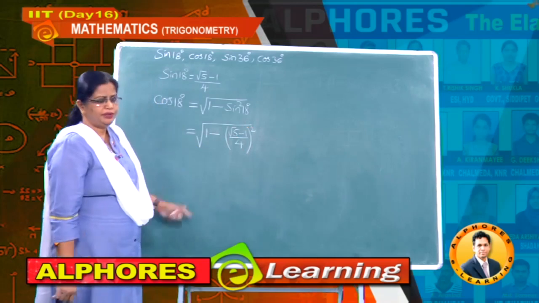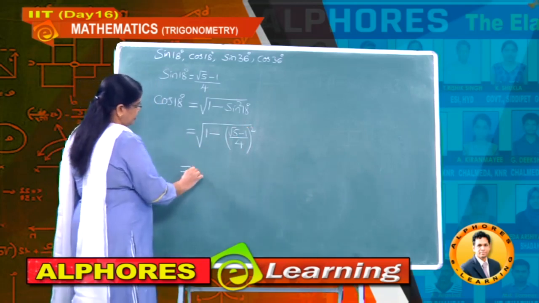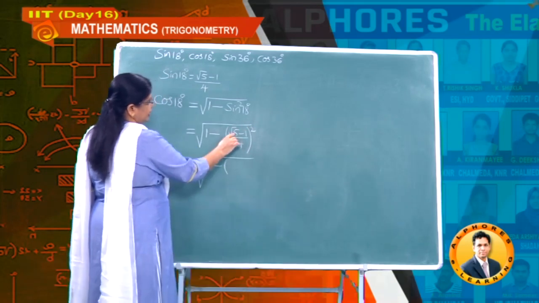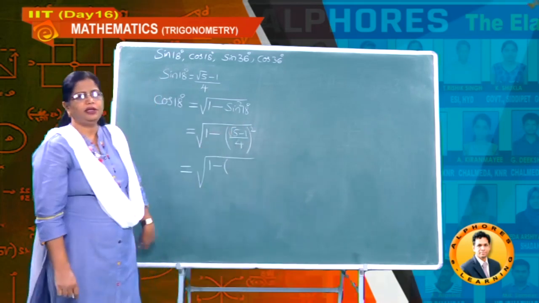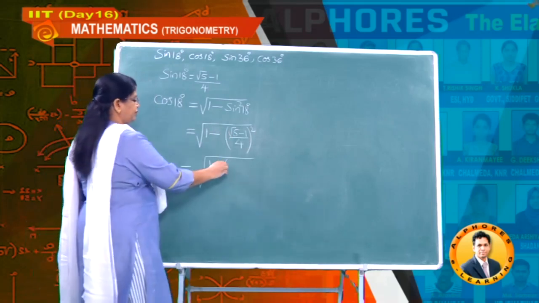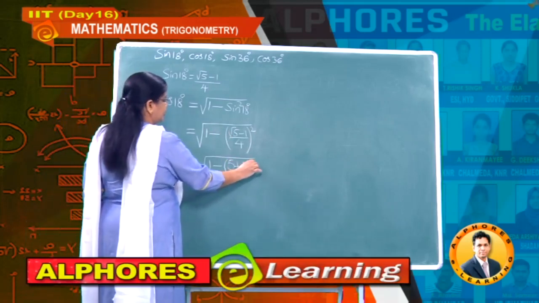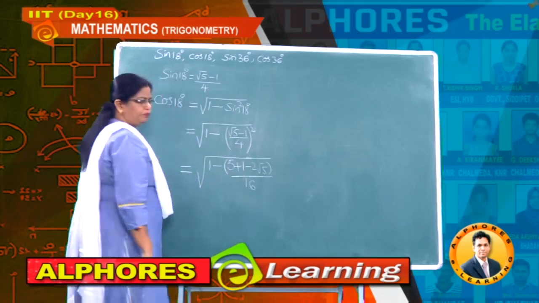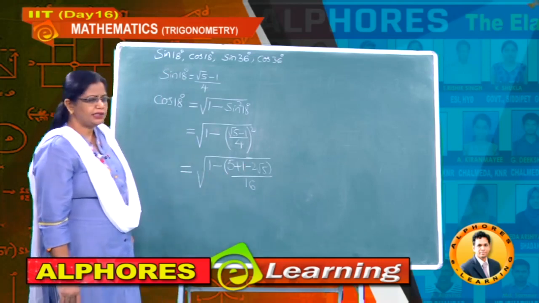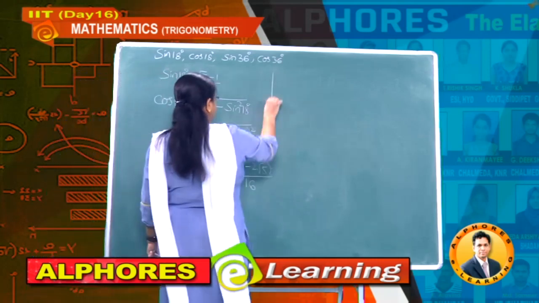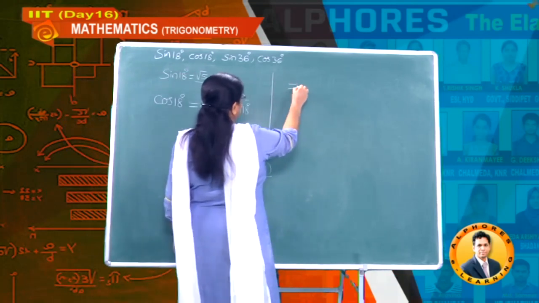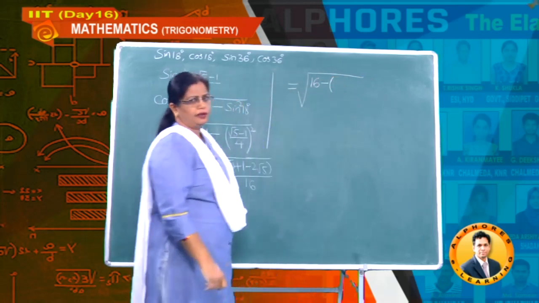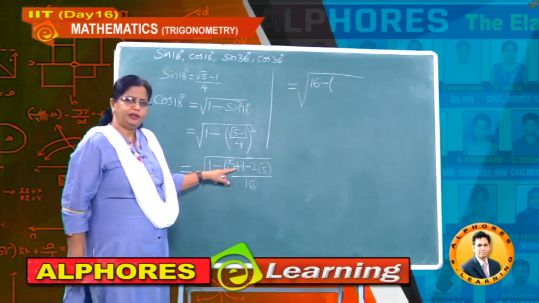Okay. Now if you substitute this value, then it is equal to under root of, now here this is 1 minus, I am expanding whole square in numerator as well as in denominator. Therefore this is 5 plus 1 minus 2 root 5 divided by denominator 16. Okay. Now let us take here 16 as LCM. So if you take 16 as LCM, then this is equal to under root of 16 minus, put a bracket, then what is the value here?